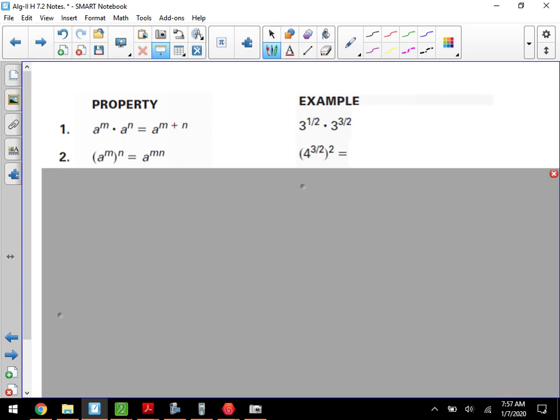Again, please make sure when you're writing out your exponents that are fractional, use top-bottom fractions. Don't use slashes. Slashes are bad.